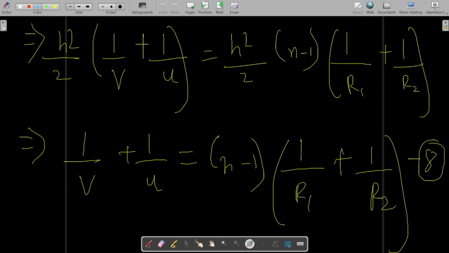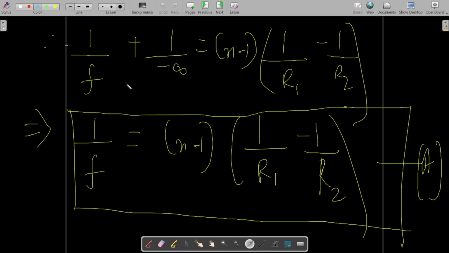As soon as you put all those values in equation 8, it becomes something like this. In the place of u, I have put minus infinity, and in the place of v, I have put f. All other things are as they are. Then 1 by f becomes (n minus 1) into (1 by R1 minus 1 by R2). Let this be equation number a.